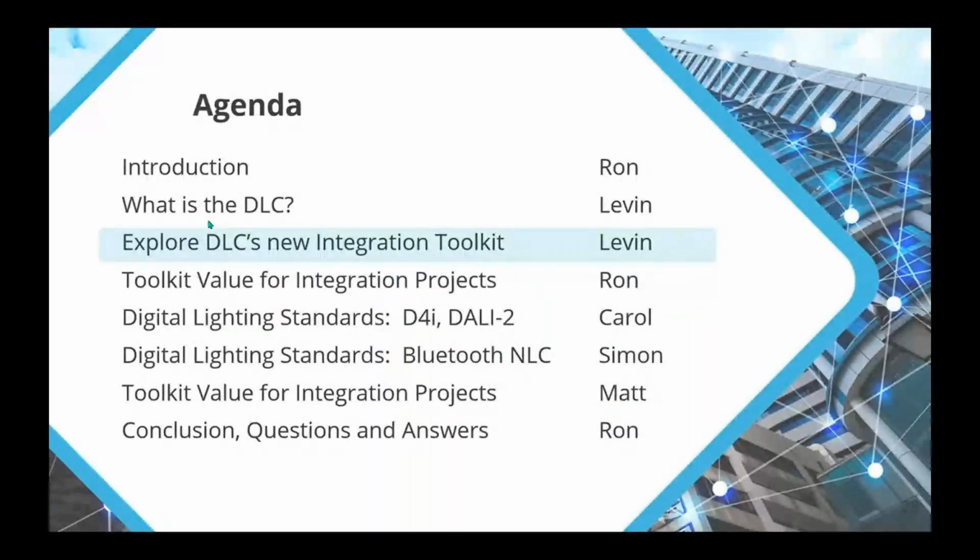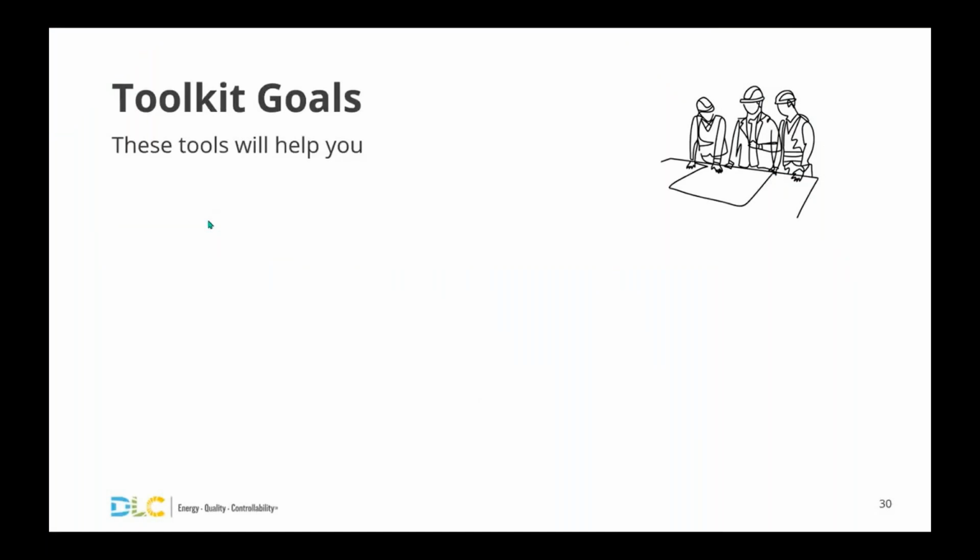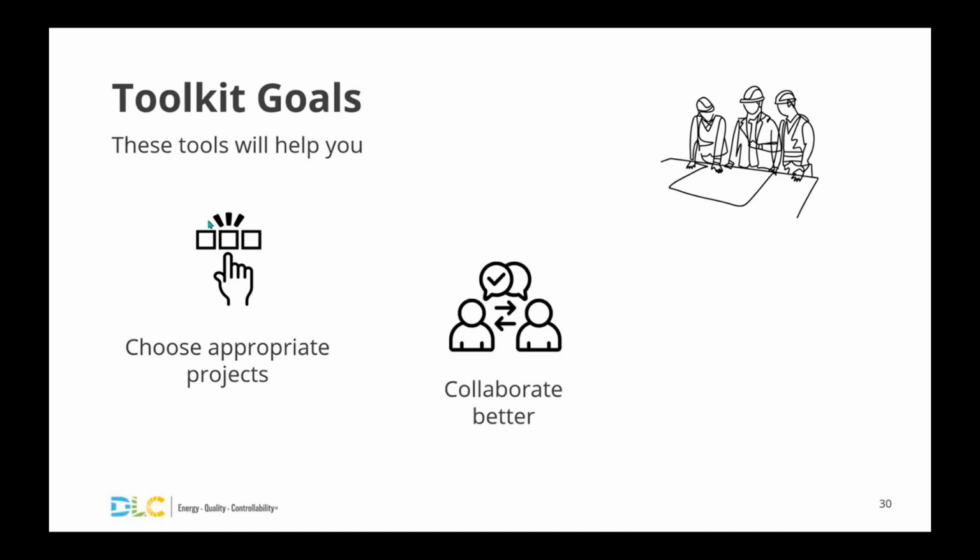That concludes the definitions. So now we'll explore the result of 2 years of work at the DLC under the guidance of researchers and advisors from both the HVAC and the lighting industries, which is a new toolkit to support NLC HVAC integration. The toolkit will help you choose appropriate projects for integration that are likely to save energy at a reasonable price. It will help everyone on an integration project work together more effectively, and it will help your team create successful projects that save energy by providing lighting, thermal comfort, and ventilation only when and where they are needed.